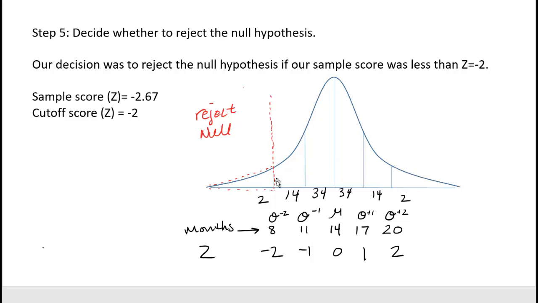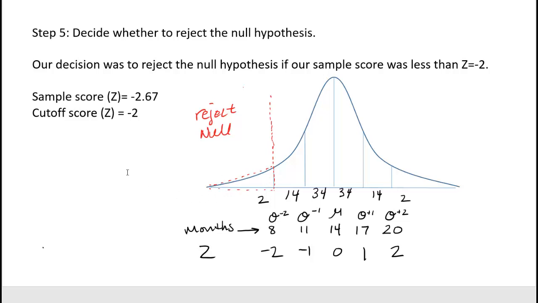If the baby walks sooner than 8 months, what that means is that we reject the idea that the baby that takes the enriched vitamin walks later than the babies that took the regular vitamin. So if our sample score is somewhere in this area, so if it's in this triangle here, then that means that we have a significant finding and that we can reject the null hypothesis that there is no difference between the baby that took the enriched vitamin and the babies that took the regular vitamin.